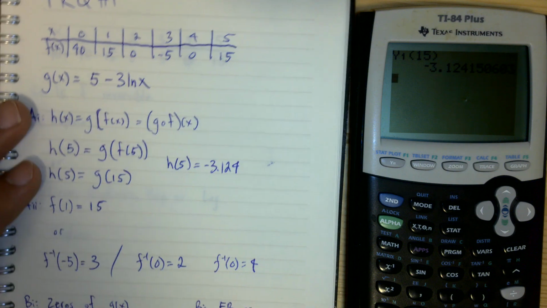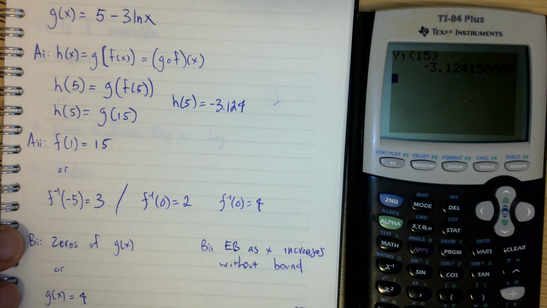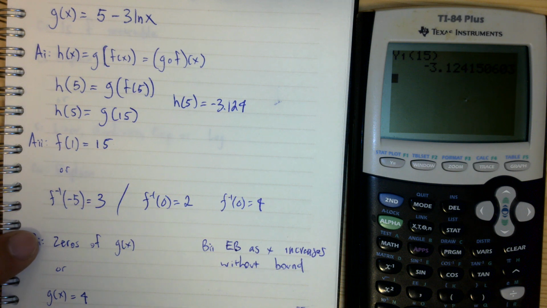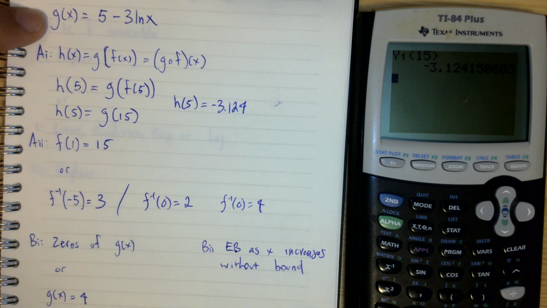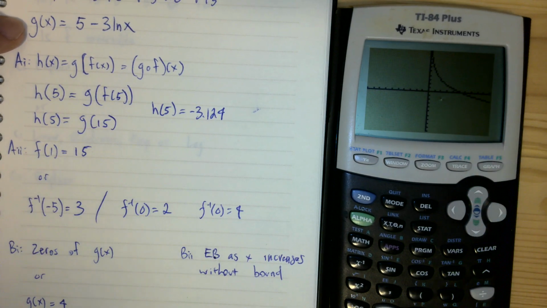Now moving on to part B, you're going to have 2 possibilities for part 1, a 0 question or just a basic equation. So what are the zeros of g of x? That would be my function here, 5 minus 3 ln x. We already have that in y1 because we are going to be using it multiple times in the question, so I can go right over to my graph.